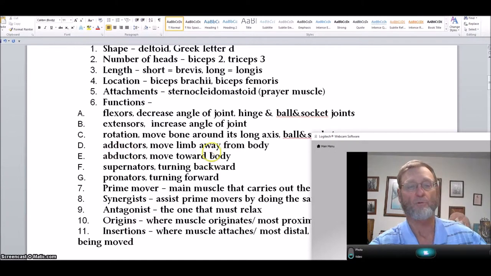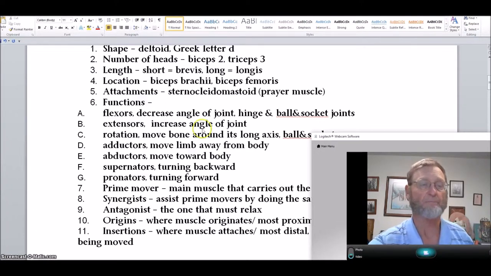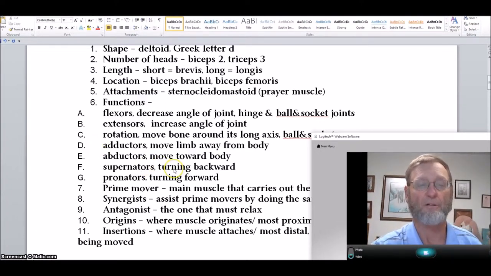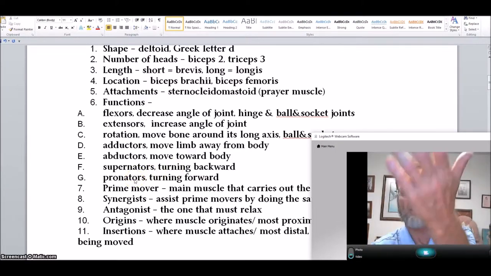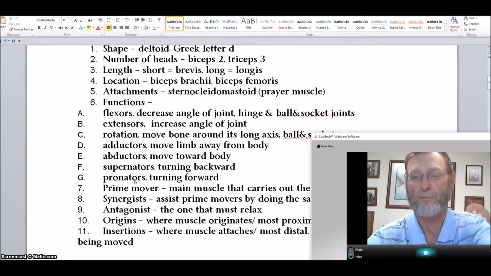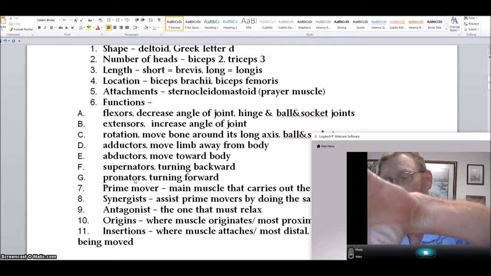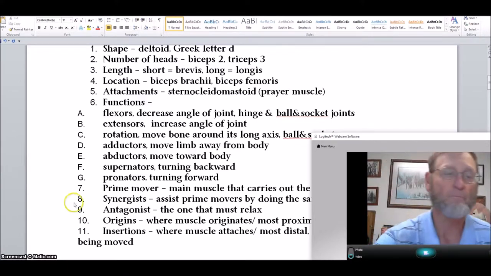Abductors move a limb away from the body. So I'm moving my arm. And the abductors that we'll be talking about are the deltoids that originate on the scapula and insert on the humerus so they can move your arm across your body or away from your body, towards the body or away from your body. Some are supinators, turning a limb backwards. Some are pronators, turning it forward. Remember, supination is holding a bowl of soup. Pronation is turning it down. Your thumbs down.